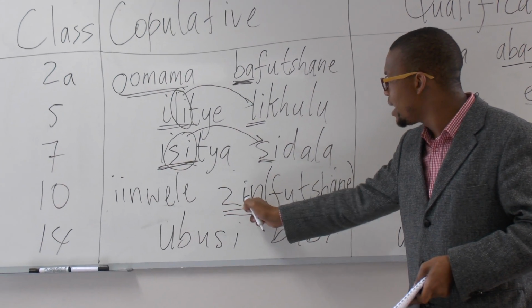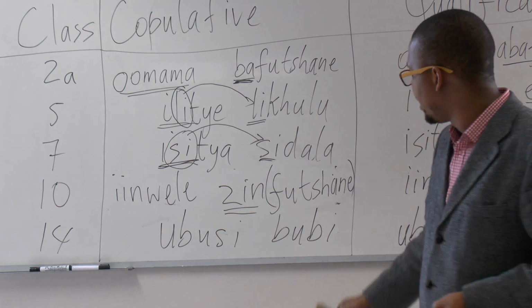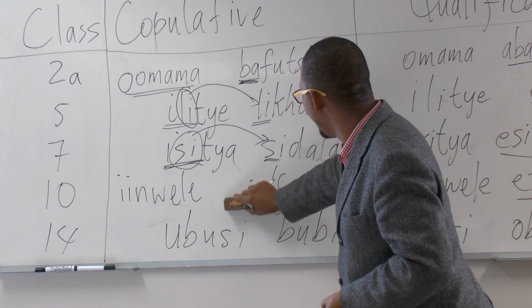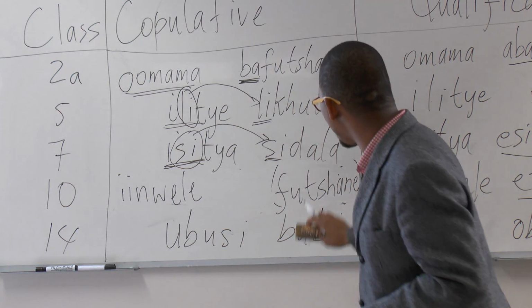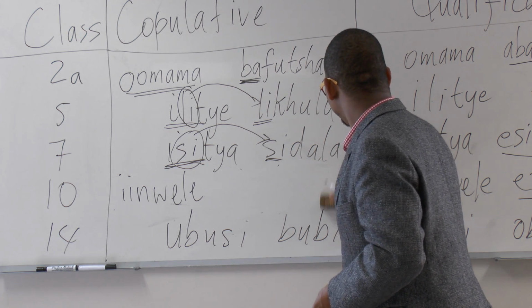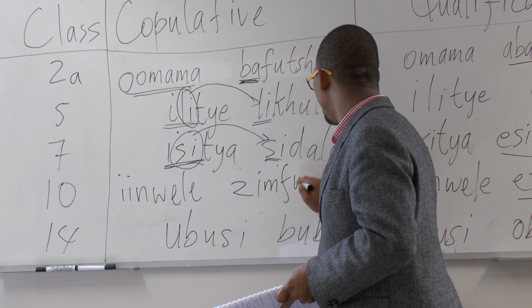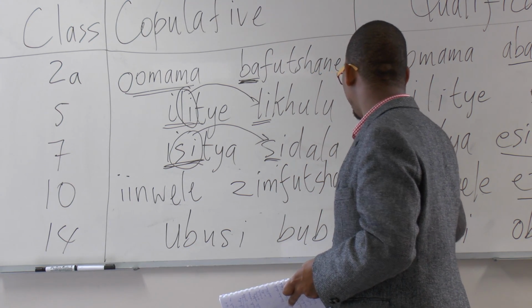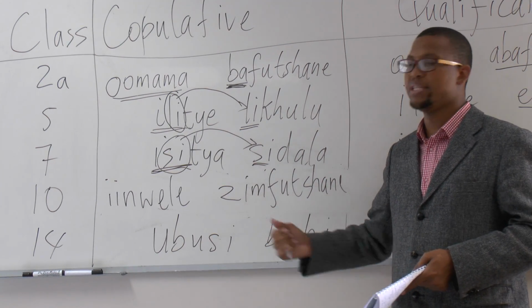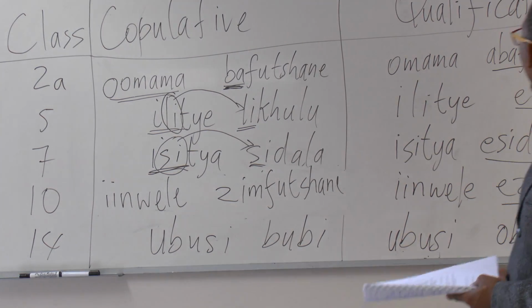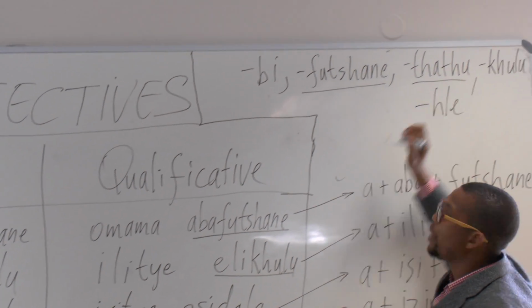When N comes in front of F, that N becomes M. The nasal sound N becomes M. And then we get inwele zi fuchane. There you go. Inwele zi fuchane, which means our N becomes M. Another example whereby there's an exception is when you use tattoo, the number 3.